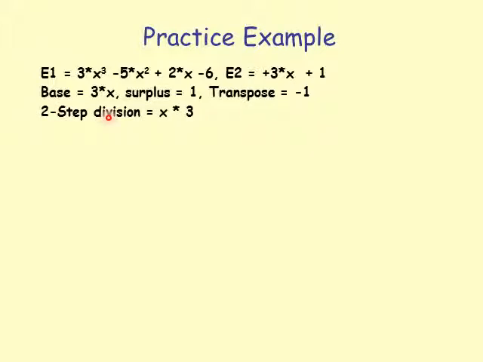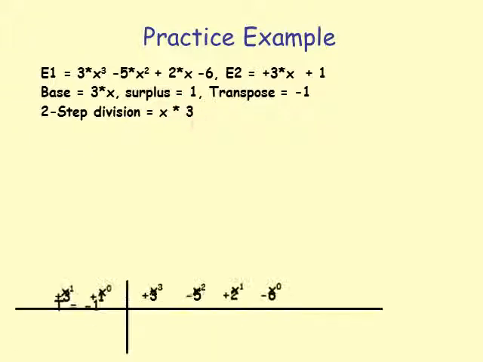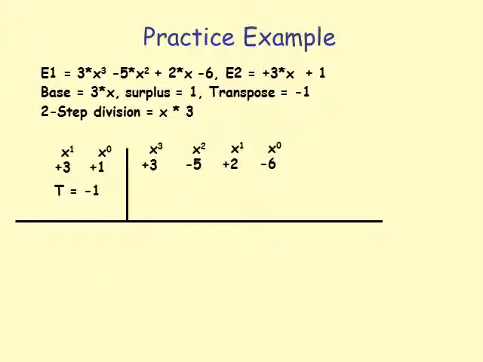Let's continue here. We'll set up step division. First we will divide by x and then by 3. Okay, let's continue. This is the setup of the problem here. 3x cubed minus 5x squared plus 2x minus 6, and my divisor is 3x plus 1, and transpose is minus 1. Let's continue here. So first we divide by x, our first division.